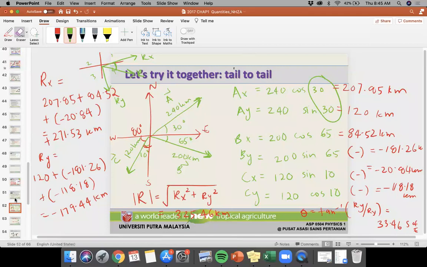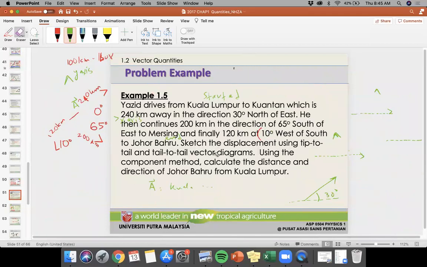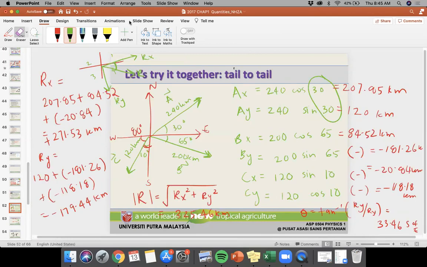It depends on the question. Here they use north, they use east, they use west. So you have to follow the question. So south of east is the correct one.